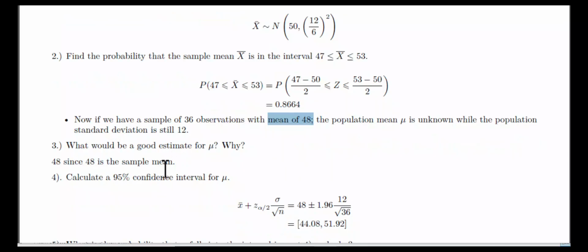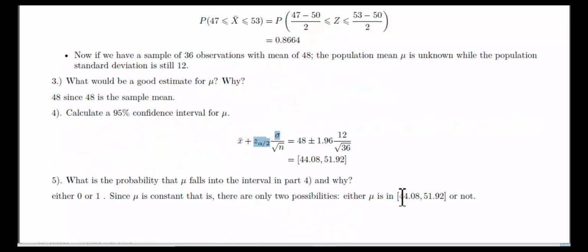As for the 95% confidence interval for mu, we just use the formula, right? Because we know sigma is given as 12, we have to use z. For 95%, alpha equals 0.05, and then z sub alpha over 2 is 1.96. Plug the numbers into the confidence interval.